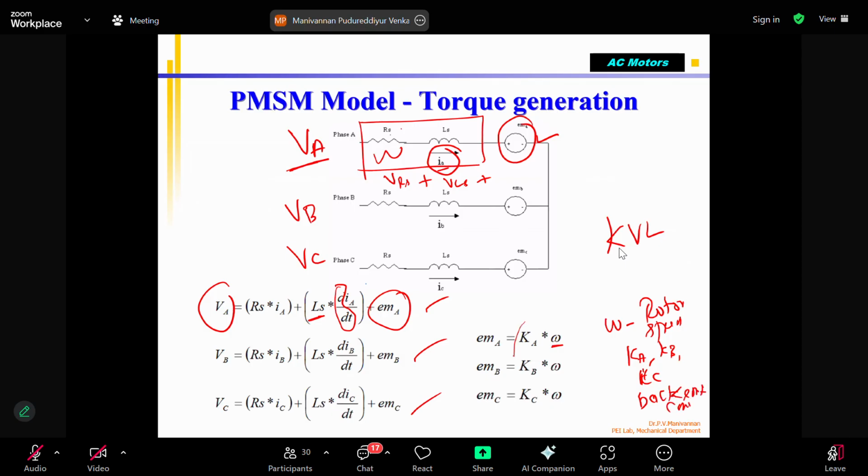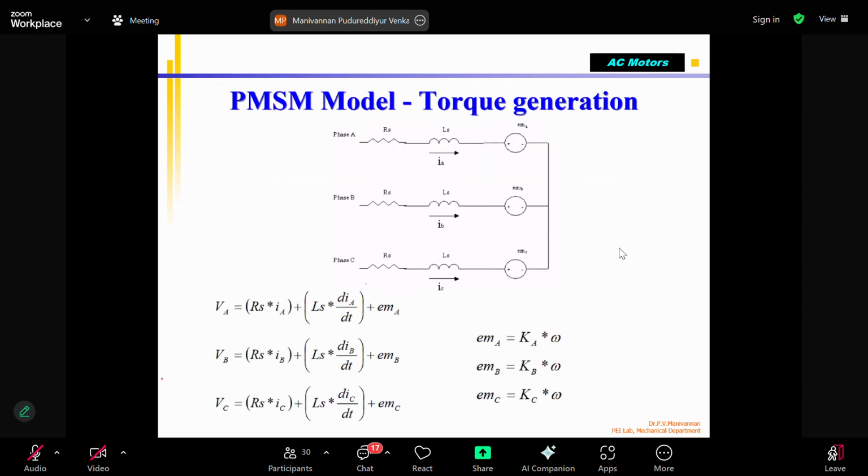So the back EMF constant will be the same, maybe 0.1 or 0.5, some number that is given by the motor manufacturer. That is known. But please note that the back EMF itself is not constant. Omega is going to change from 0 to say 5,000. What is omega? Omega is nothing but the rotor speed, the shaft speed.